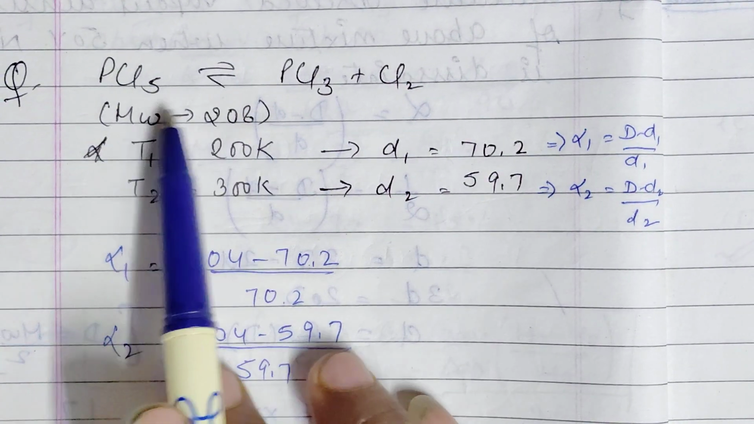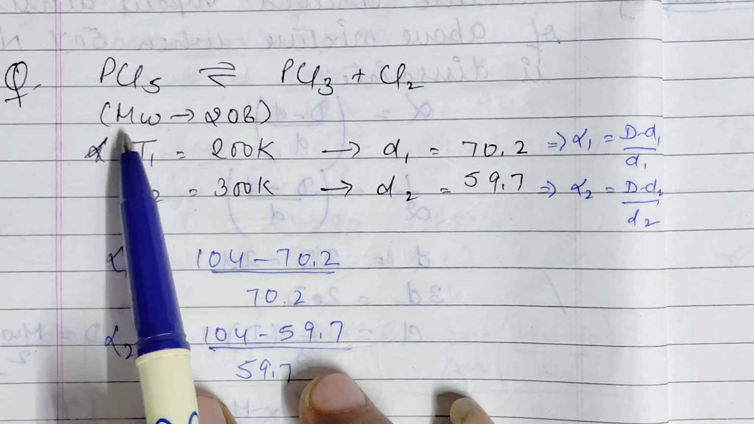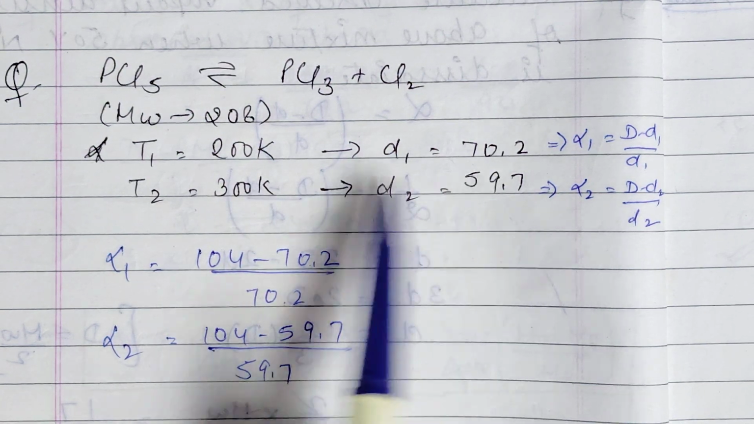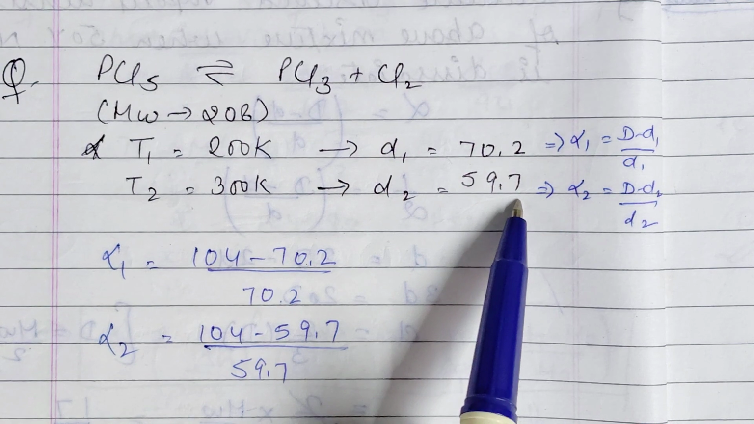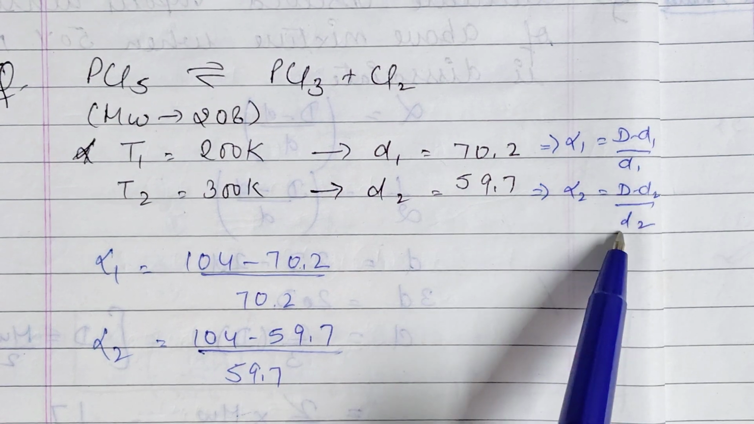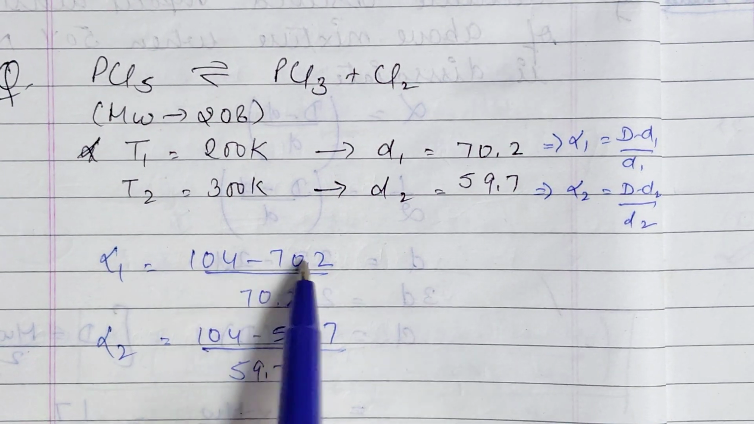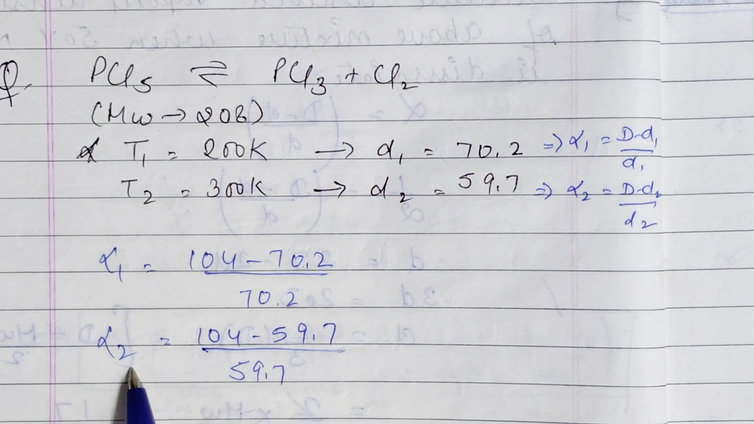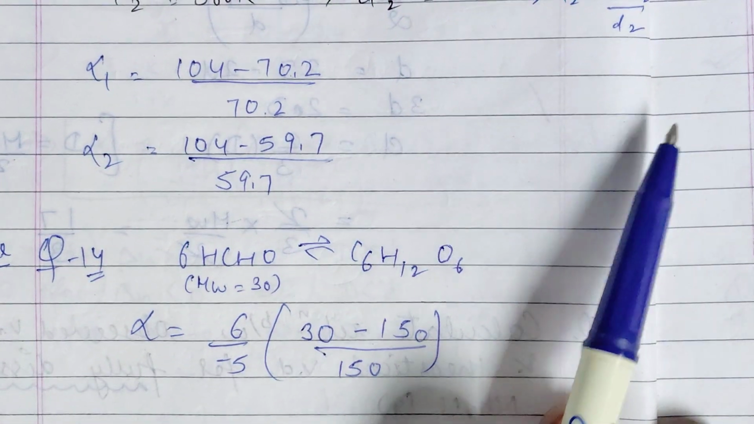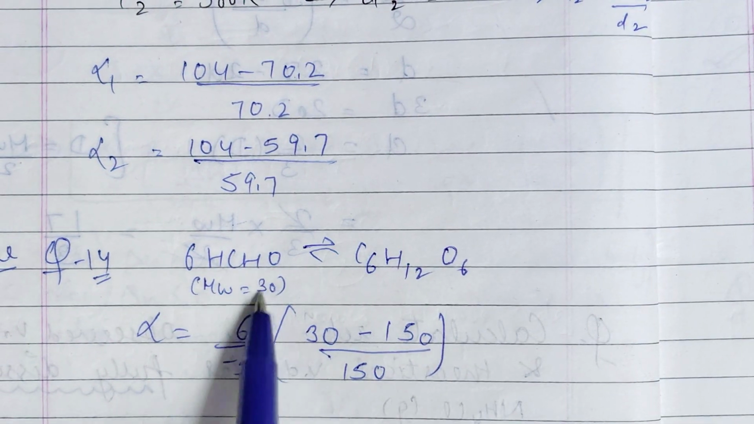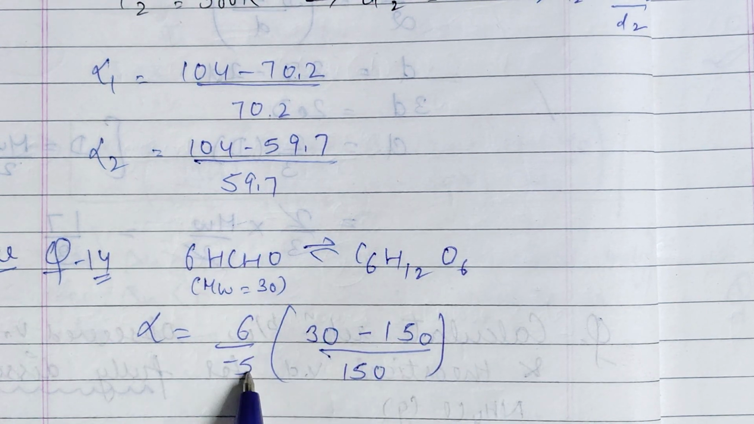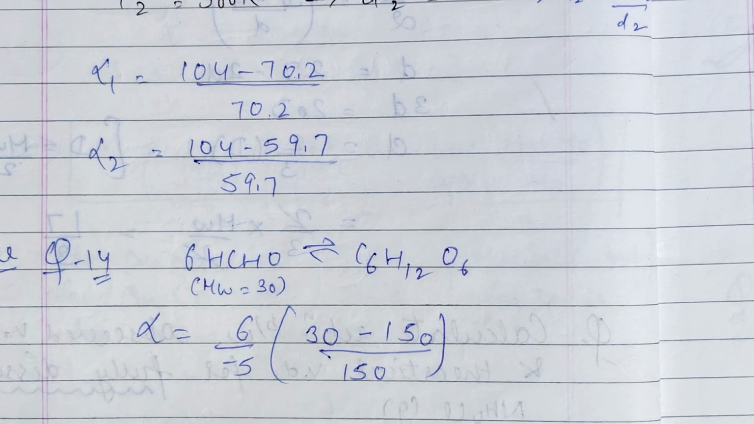Next question is PCl5 gives PCl3 plus Cl2 and molecular weight is 208, and T1 is 200 K, d1 is 70.2, T2 is 300 K, d2 is 59.7. So alpha 1 equal to D minus d1 upon d1, alpha 2 equal to D minus d2 upon d2. It gives alpha 1 equal to 104 minus 70.2 upon 70.2. Alpha 2 is 104 minus 59.7 upon 59.7. So the next question is 6HCHO, molecular weight 30, gives C6H12O6. Alpha equal to 6 upon minus 5, 30 minus 150 upon 150.